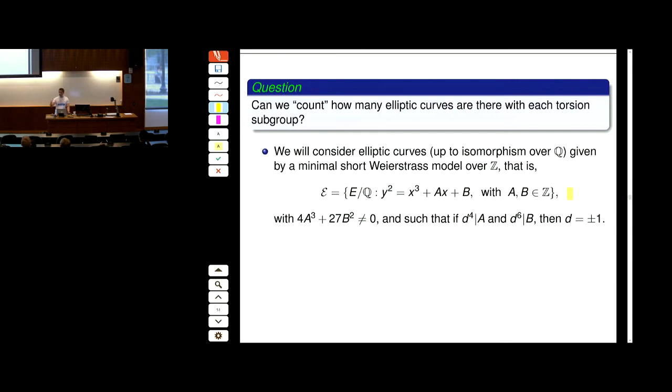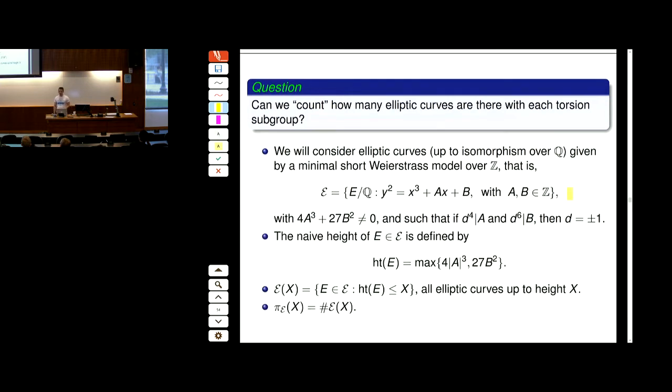Okay? And I want to line them up and then start doing statistics about them. So we're going to define what's called the naive height, which is just about the size of the coefficients. So you see that there is a weight on the coefficients. The height of the elliptic curve is based on the formula for the discriminant: the height will be 4a cubed or 27b squared, whichever is largest. Okay, and then I'm going to call E_X all the elliptic curves up to height X.